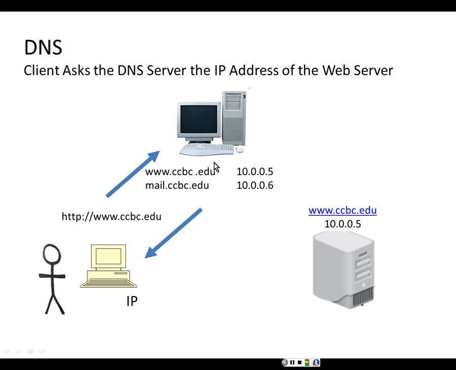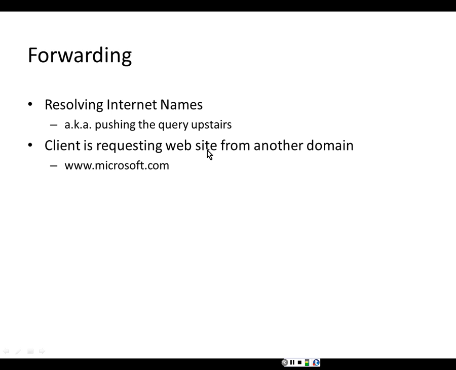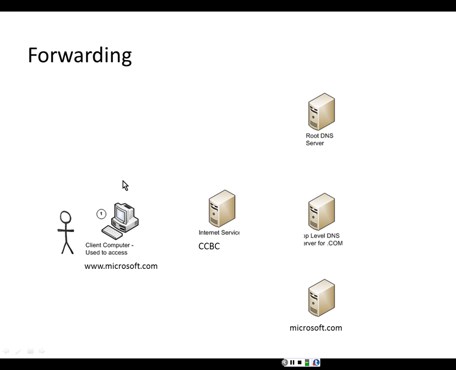Now, in all of our previous examples, the client is in CCBC, the web server he's trying to access is in CCBC, and the DNS server is CCBC's DNS server. So this is all occurring within the same domain. The user wants to access a web server which is in the same domain. But now with forwarding, we're addressing the issue where the client is trying to access a website from another domain, for example, Microsoft.com. So here's how forwarding works.